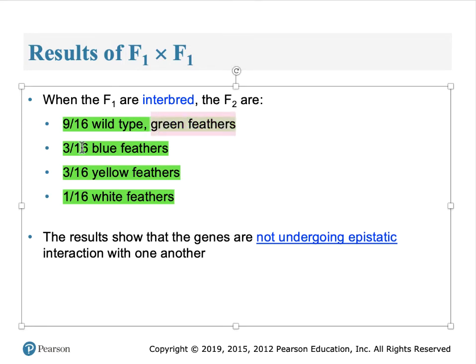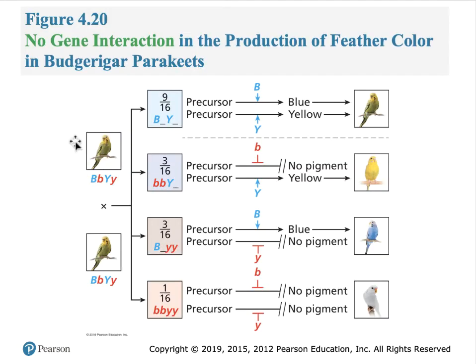Whereas if there's a defect in one or the other, then the feathers will be appropriately colored, either blue or yellow. And if both pathways, the yellow and the blue, are defective, then the feathers are going to be white. So that's the relationship between these 2 genes. If we take 2 double heterozygous birds and we breed them together, then in the next generation, we get the 9:3:3:1 ratio.